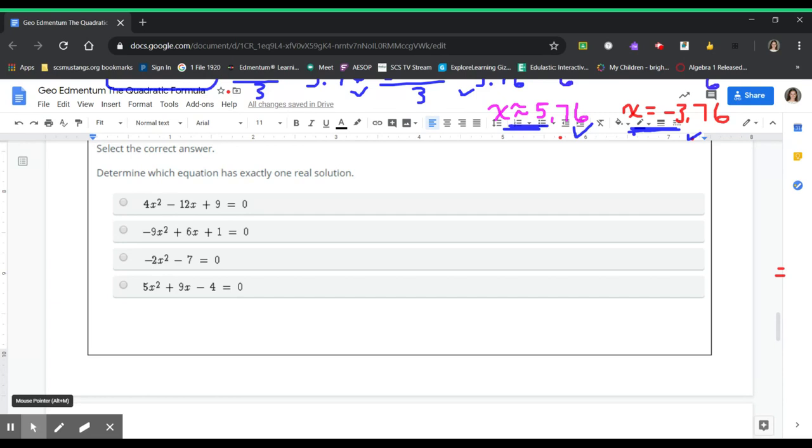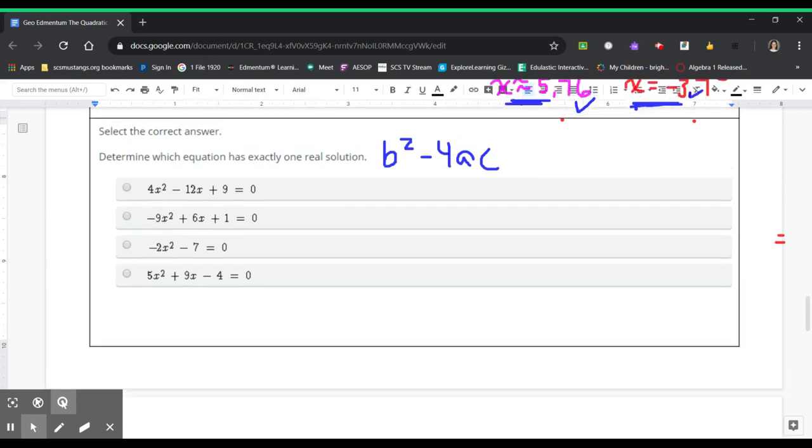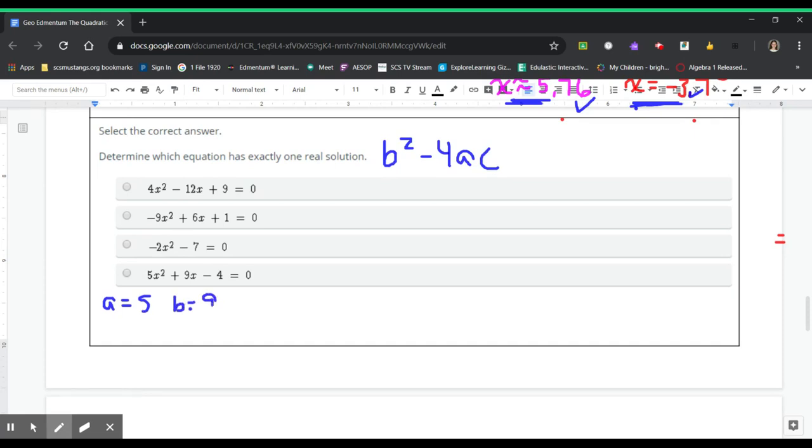So to set up, the discriminant is going to be equal to b squared minus 4ac. I'm going to do the last 2 with you. So if I'm looking at this last one, 5 is going to be my a value. So a is going to be equal to 5. Everything's set equal to 0. B is going to be equal to 9. And then c is going to be equal to negative 4.